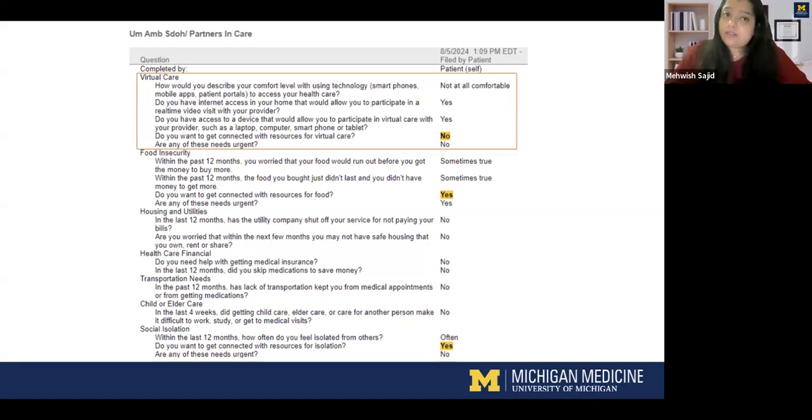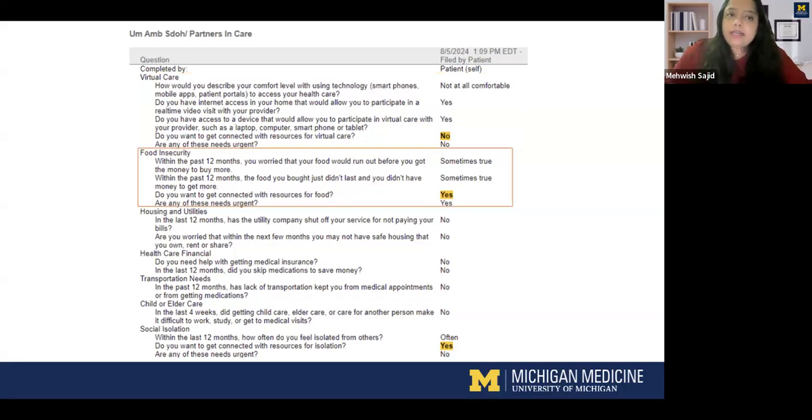So even though the patient was not comfortable with virtual care, she did not request resources. And that's one of the things that our social determinants of health coordinator told me: if a patient says there is something they're uncomfortable with or experiencing, but they don't want resources, they're going to respect the patient's decision. They won't reach out to them. So that's why each of these categories asks if the patients actually want resources related to that social determinant of health.